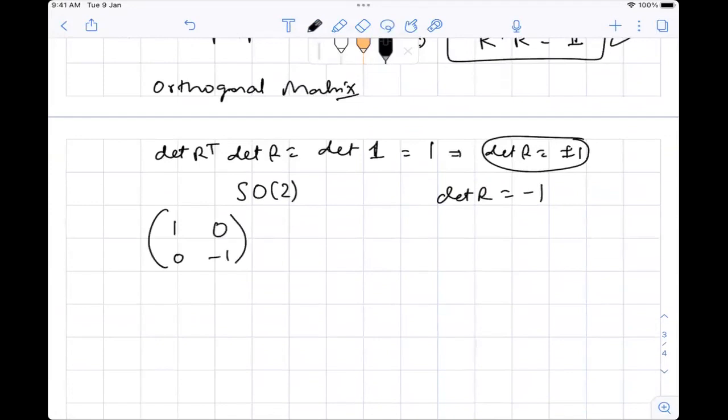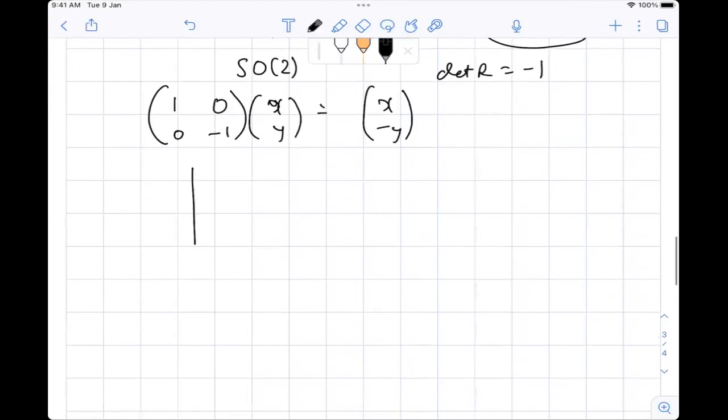So what it does is, if you apply it on (x, y), it will give you (x, -y). So it has inverted the y coordinate. Let's say this was here; after you apply this matrix on this vector (x, y), it became (x, -y). So then this is (x, -y). But still the length of the vector, as you can see, has not changed. So this must always be the case.